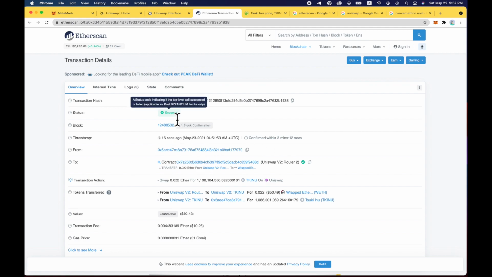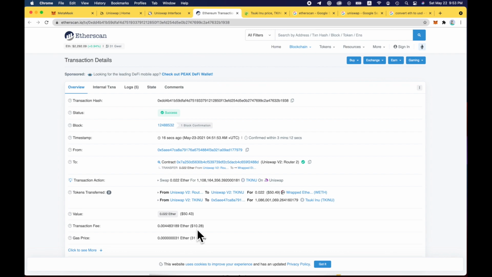I see the green success, and I see some important information here that I swapped $50 worth of Ethereum, and they call it wrapped Ethereum because we're doing a swap. So we have to wrap Ethereum, but it's our Ethereum or our ETH. We're trading $50 worth of ETH for TKINU. And the transaction fee that we actually paid was actually $10. So it was actually $4 less than the gas fee we were quoted.